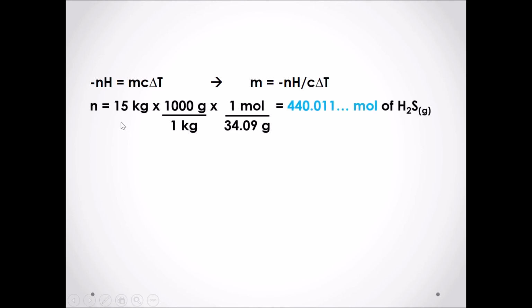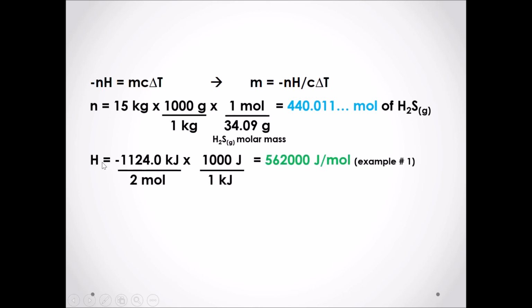We have to solve for n first, the moles of H2S. So we're starting with 15 kilograms. We are going to multiply that by 1,000 to convert that value into grams, and then divide it by 34.09 grams per mole, the molar mass of H2S. This gives us 440.011 moles of H2S.